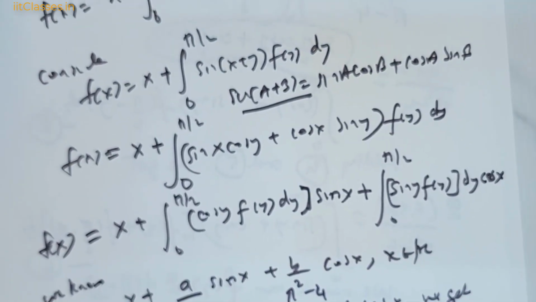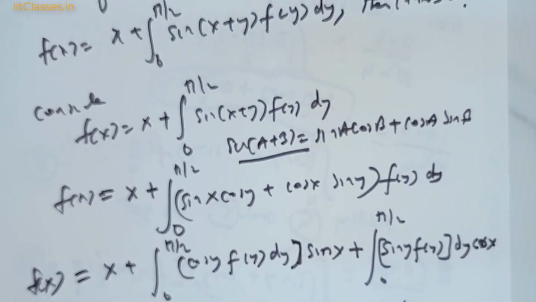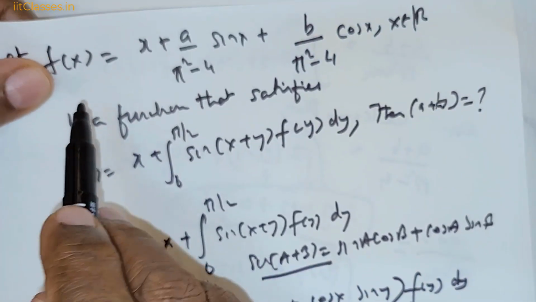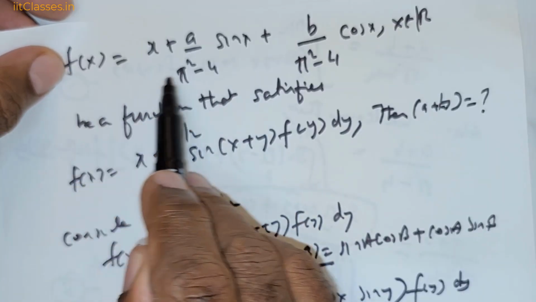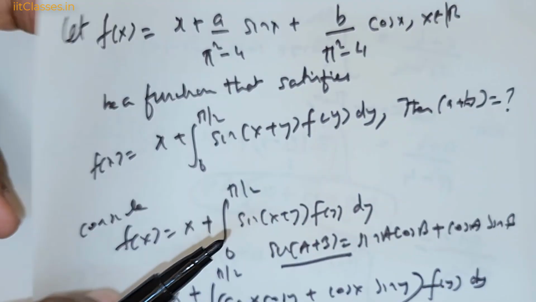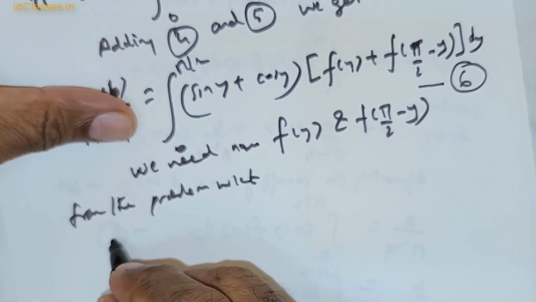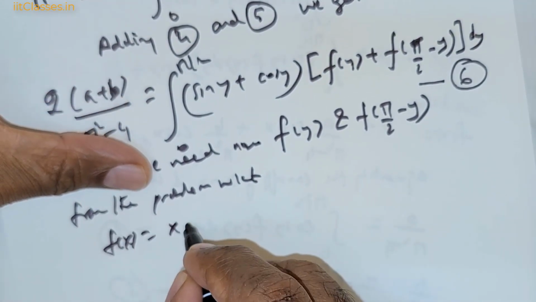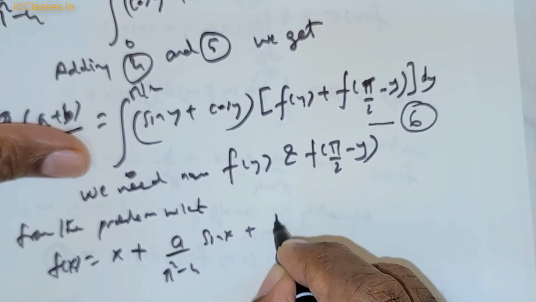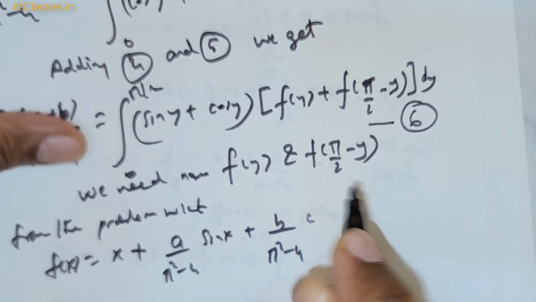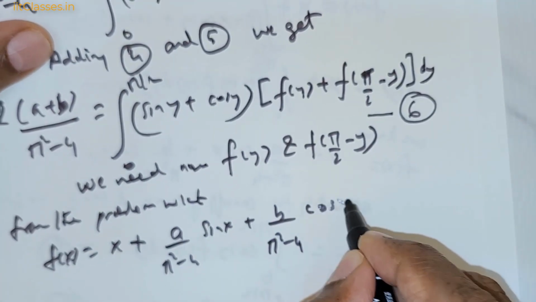Let me show you that. So this is given. You see, this value is given. f of x is equal to this. From the problem we know that f of x is equal to x plus a over pi squared minus 4 sine x plus b over pi squared minus 4 cos x.